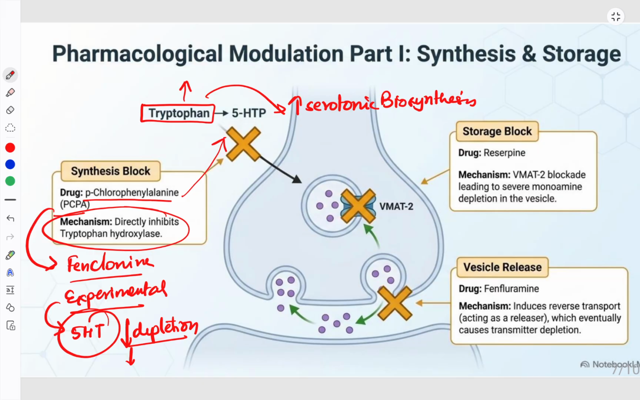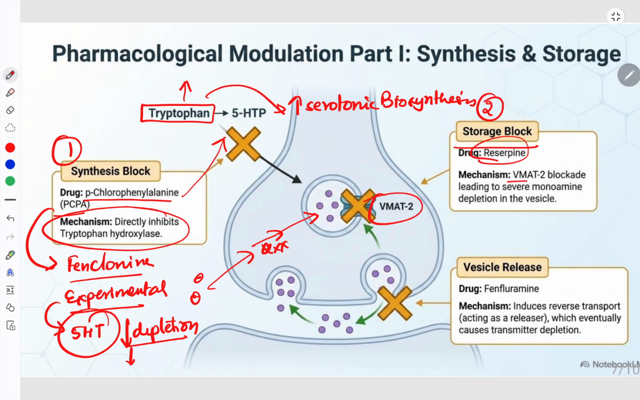Second strategy, this was the first strategy. Second strategy is storage blockage. We all studied that the serotonin which is synthesized must be taken up into the cell and then into the storage vesicle so that it is not metabolized in the cytosol. And that happens through VMAT2. Reserpine is a drug which can block VMAT2 and thereby prevent this vesicular uptake of serotonin and thereby increase its metabolism in the cytosol, causing severe monoamine depletion.